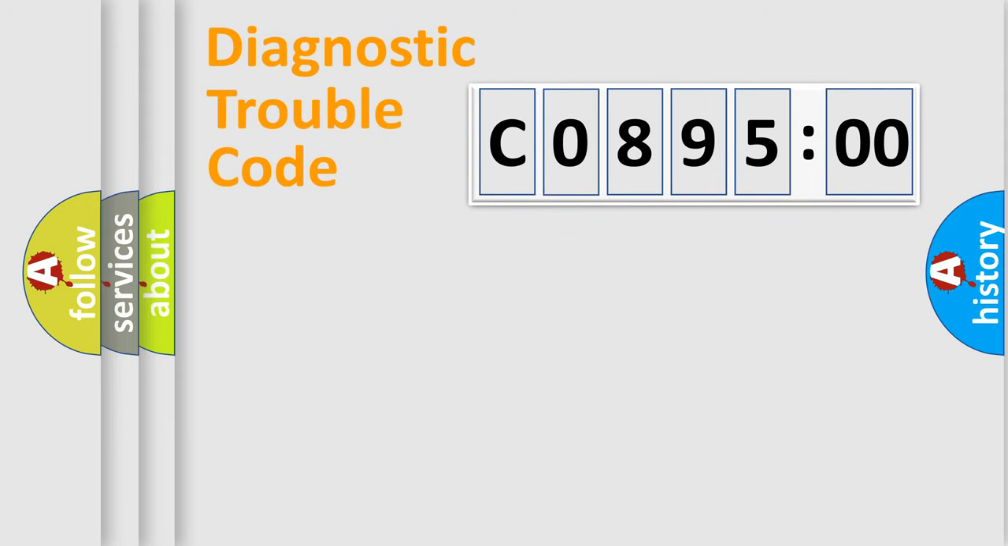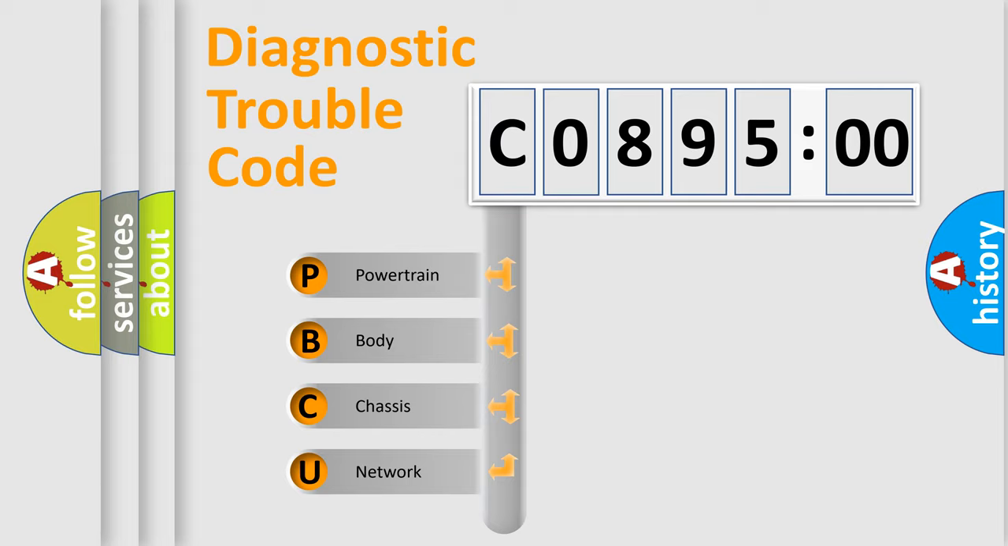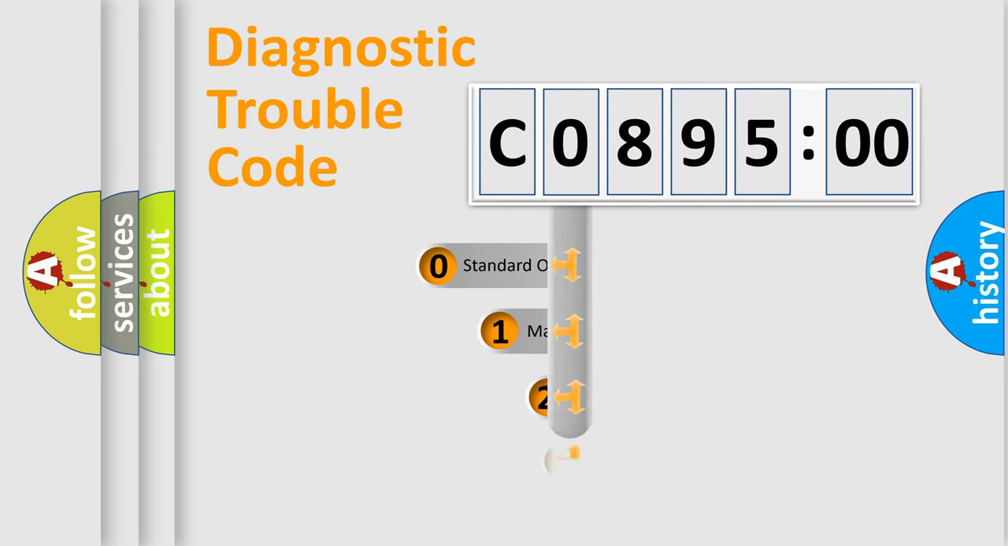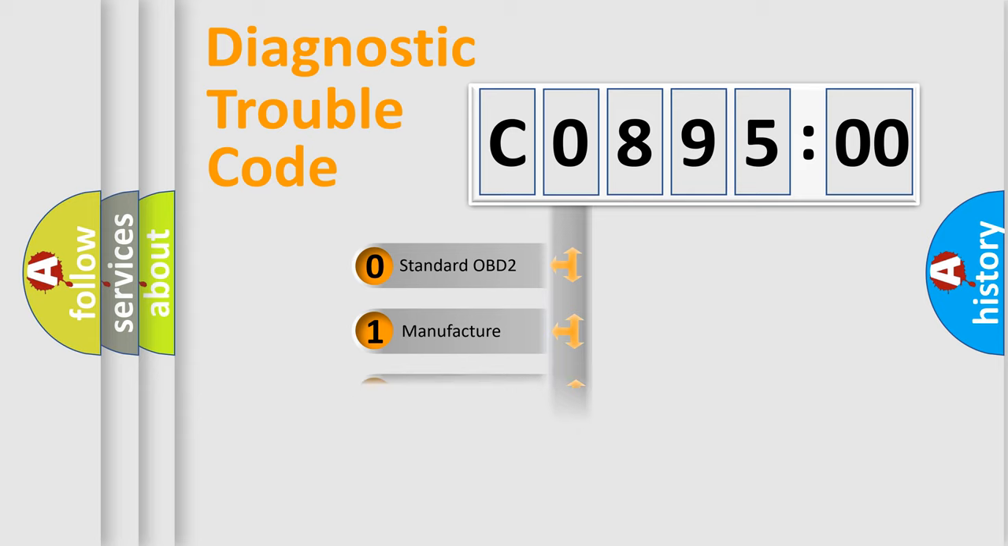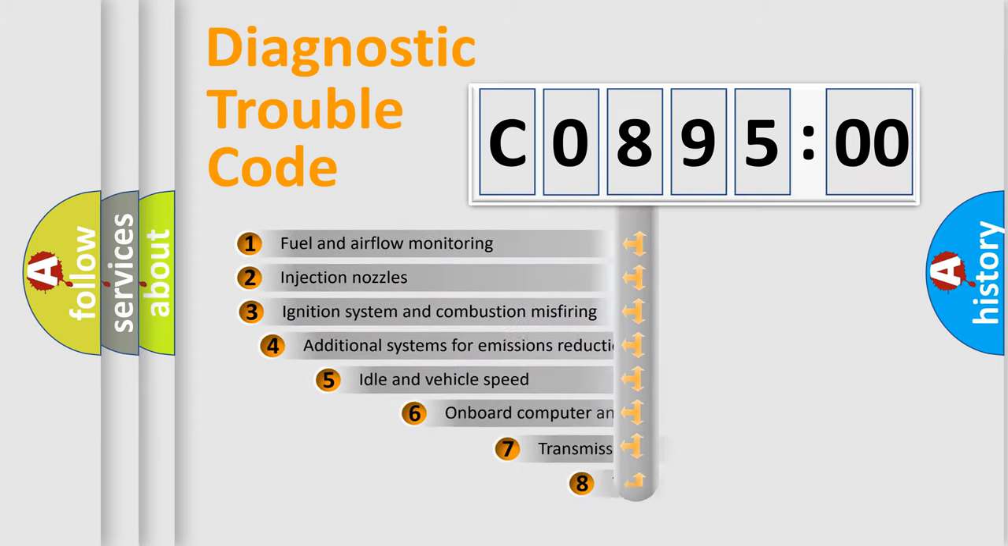Let's do this. First, let's look at the history of diagnostic fault code composition according to the OBD2 protocol, which is unified for all automakers since 2000. We divide the electric system of the automobile into the four basic units: powertrain, body, chassis, network. This distribution is defined in the first character of the code. If the second character is expressed as zero, it is a standardized error. In the case of numbers 1, 2, 3, it is a manufacturer-specific error.